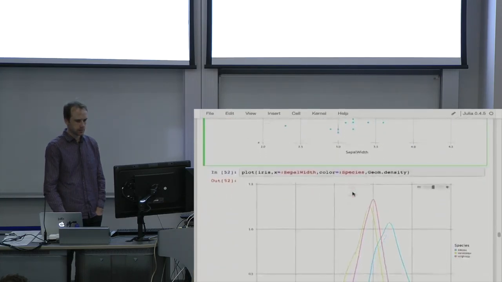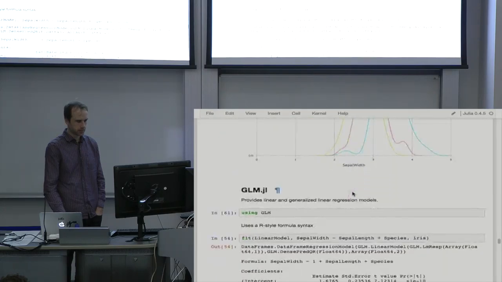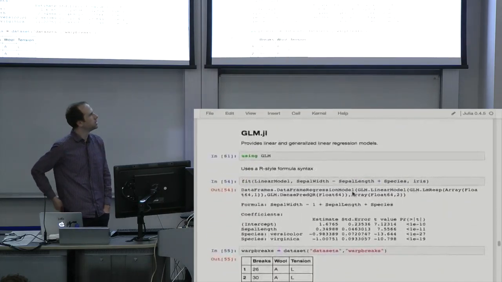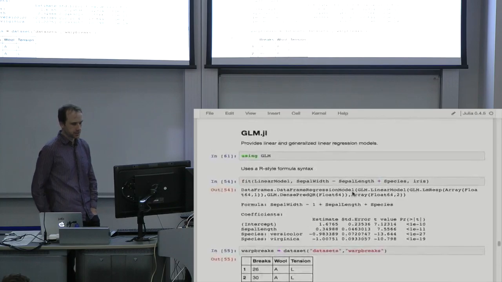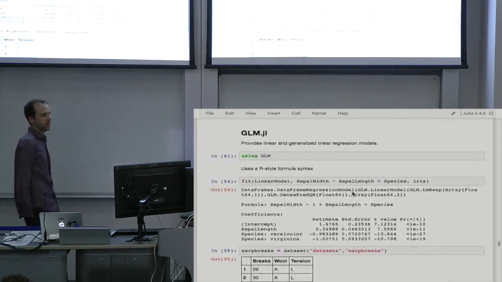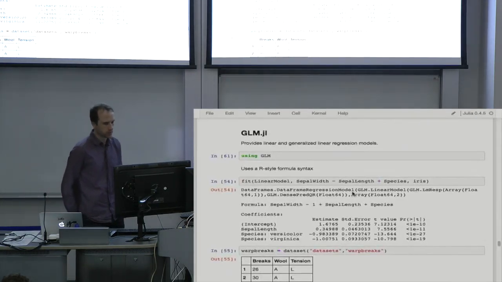And then you can do geom density plots as well. So there are a few other ones. Those are the most developed ones. From then on, you go into the more specific packages, which can be of varying quality.